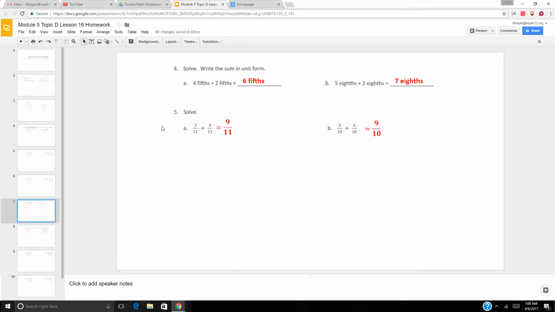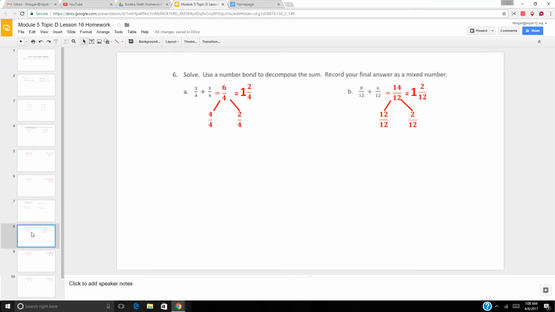And now we're going to add. It's the same thing. 4 fifths plus 2 fifths. 4 plus 2 is 6, and they're fifths. 5 eighths plus 2 eighths. 5 plus 2 is 7, so 7 eighths. And we're going to do it with actual fractions. 3 elevenths plus 6 elevenths. 3 plus 6 is 9, so 9 elevenths. 3 tenths plus 6 tenths. 3 plus 6 is 9, so 9 tenths.